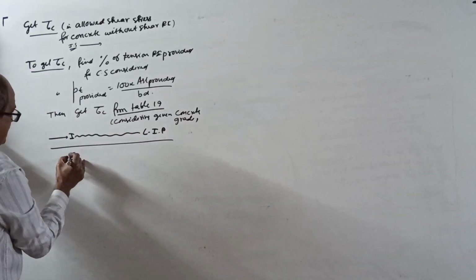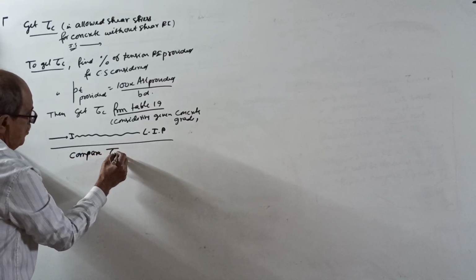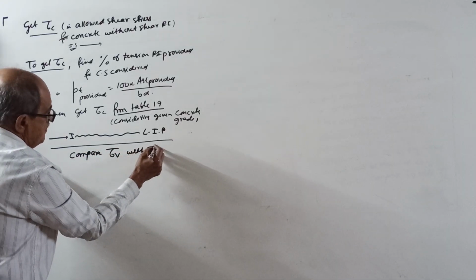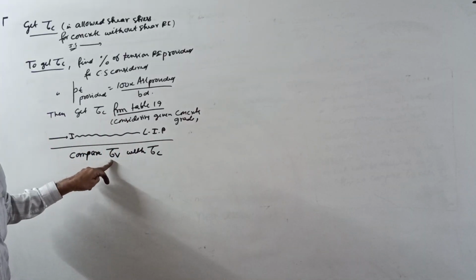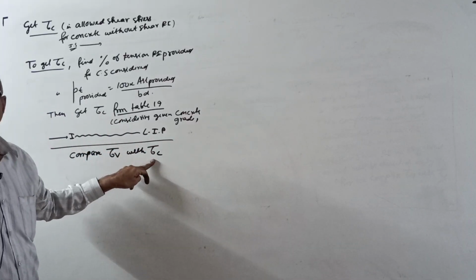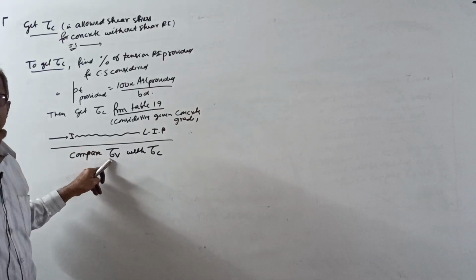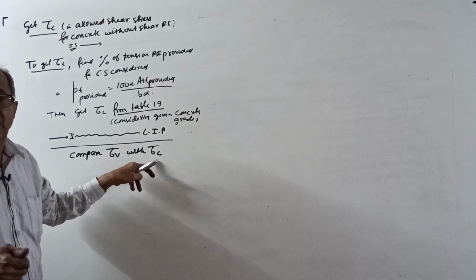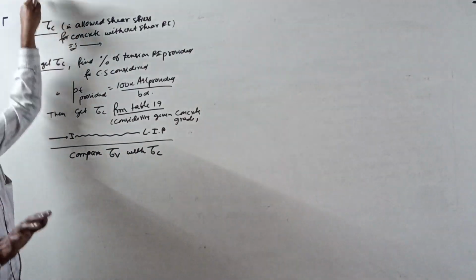Next step, compare tau v with tau c. Those who want, write: shear stress to be resisted. How much shear stress concrete alone can resist, or how much is the bill, money matter, how much is your own money. So if the bill is less than the money in the pocket, you are happy, no help required.